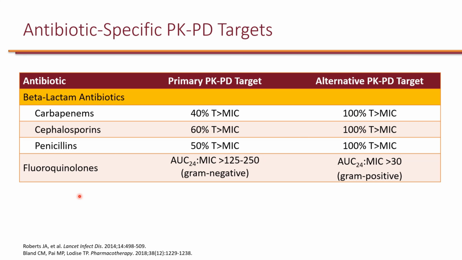For fluoroquinolones, you can see that the PK/PD target is AUC to MIC. The majority of the data is with gram-negatives, so an AUC to MIC ratio of more than 125 to 250 is proposed to be required for gram-negative activity. For gram-positives, a lower target of at least 30 is proposed.